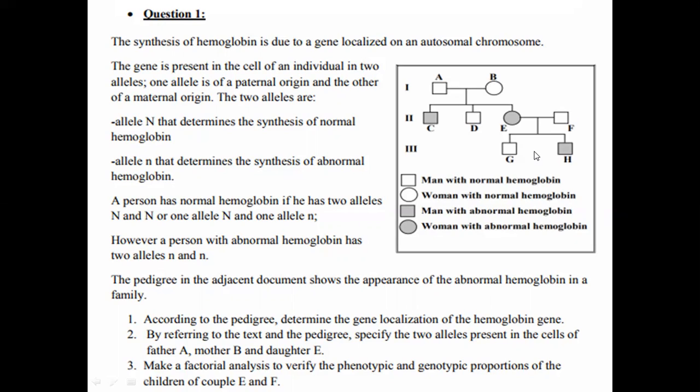The pedigree in the adjacent document shows the appearance of the abnormal hemoglobin in the family. According to the pedigree, determine the gene localization of the hemoglobin gene, where it's located. They said, according to the text, it is located on the autosomal chromosome. So mostly it's going to be autosomal. So you have to deny the X and also deny the Y in order to reach autosomal. So the first part, let's deny it on the non-homologous part of Y.